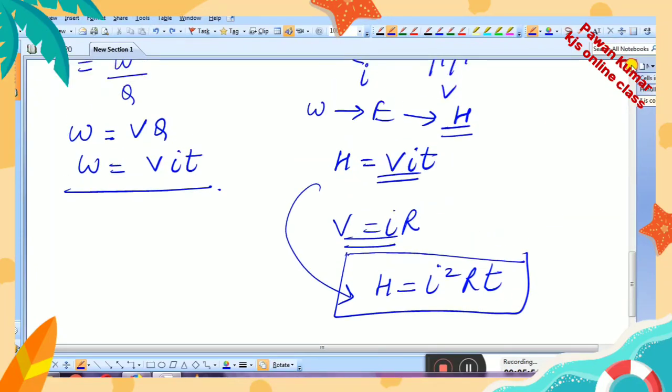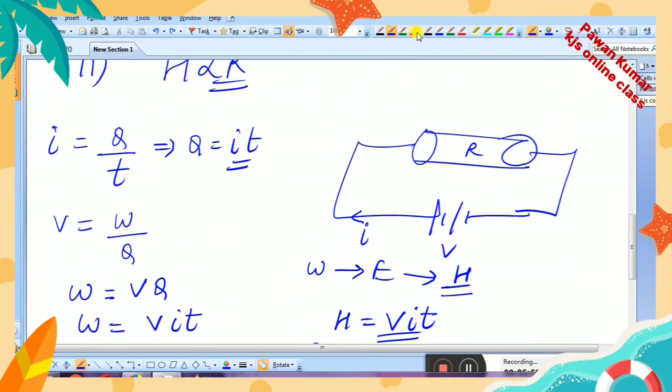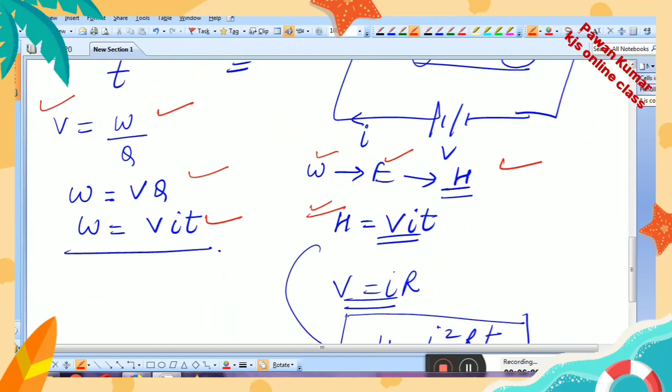So let us once repeat this derivation, all the steps. What we have written first, current is equal to Q upon T. From here Q is equal to IT. Using the definition of potential difference, V is equal to W upon Q. Work we got as VQ. Q is replaced by IT. This work will be equivalent to energy, and here energy will come out in the form of heat. So that's why H is equal to VIT.